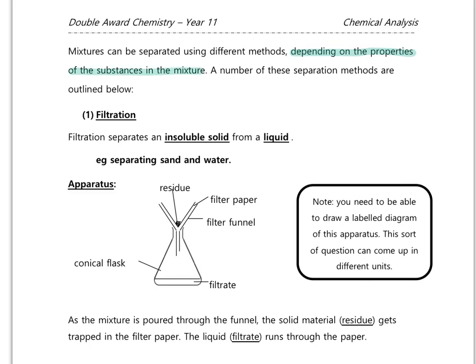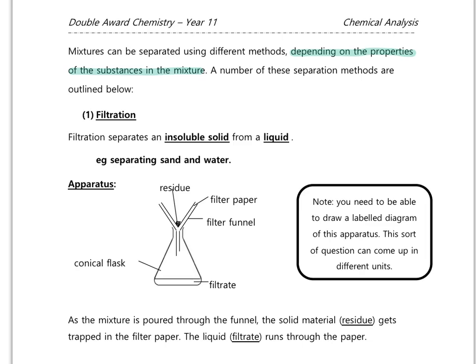What we mean by that is, for example, we cannot use filtration to separate salty water. Why? Because the salt is dissolved in the water, and so therefore when we pour it through the filter funnel, the salt and the water will pass through the filter paper because the salt particles are already mixed with the water particles. So filtration works on the properties of the solid being insoluble. In other words, they're not dissolved in the solvent or the liquid.